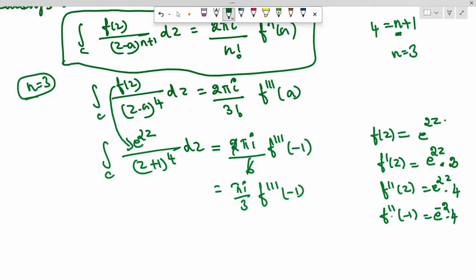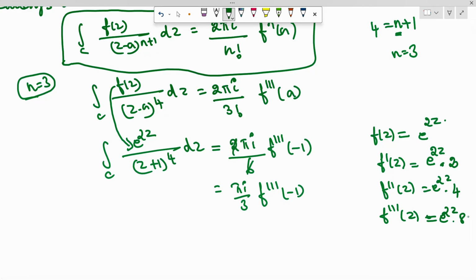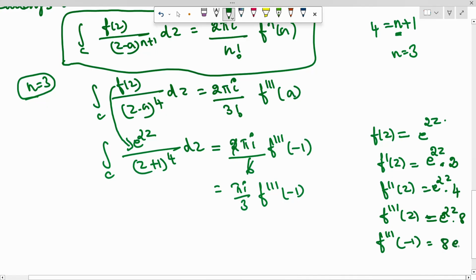We need to calculate f triple dash. Once again differentiate with respect to z, which is e power 2z into 2 will come. Already we have 4 here, which is 8. Now substitute z equal to minus 1, which is 8 into e power minus 2.